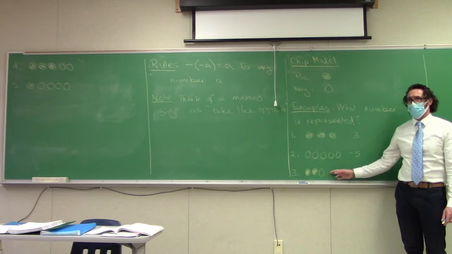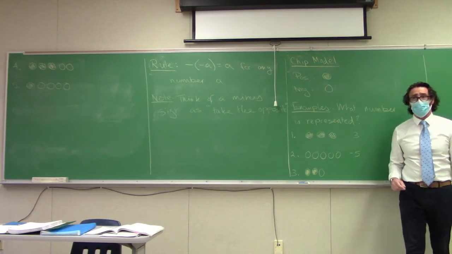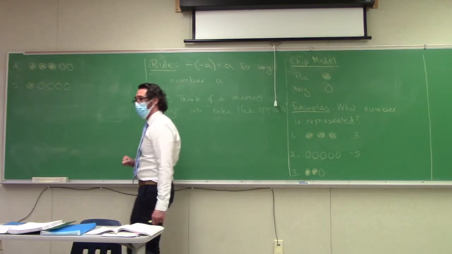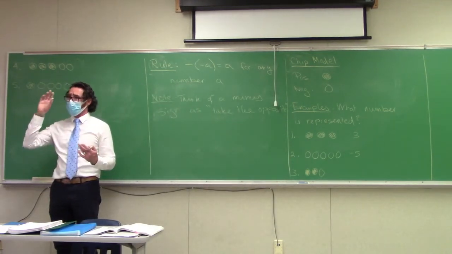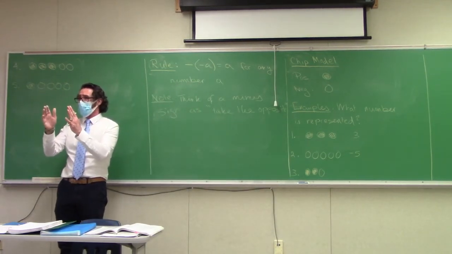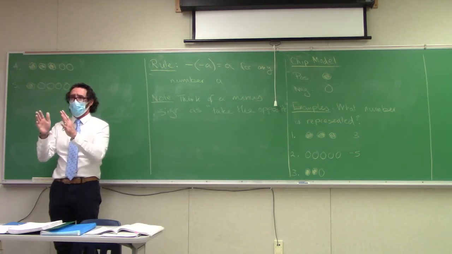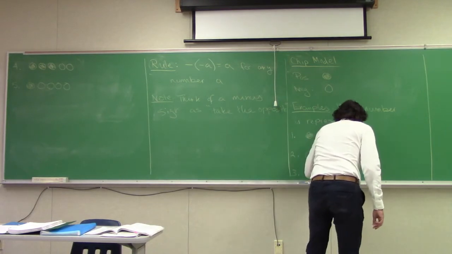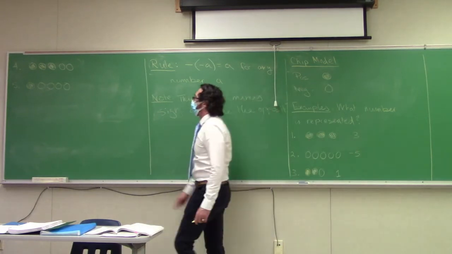Okay, this is a little tricky. I haven't told you what to do if you have both kinds. You can probably guess. What do you think? Right, that would be 1. So if we have a positive and a negative, those kind of undo each other. And we have to look at what's kind of left over. So that's a 1. How about this?